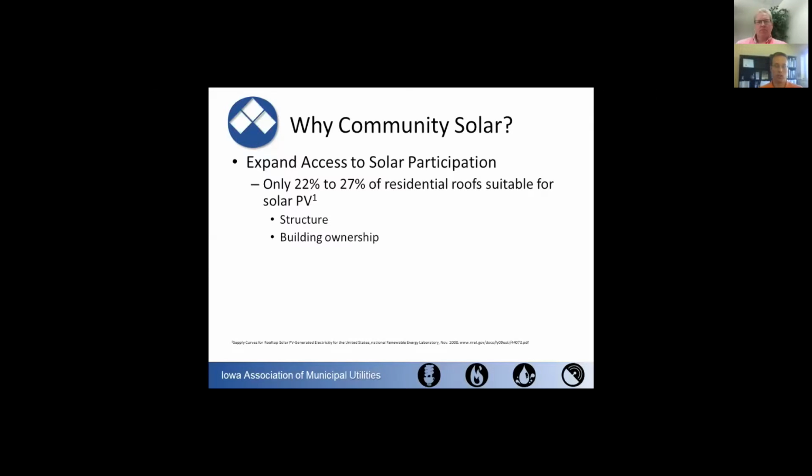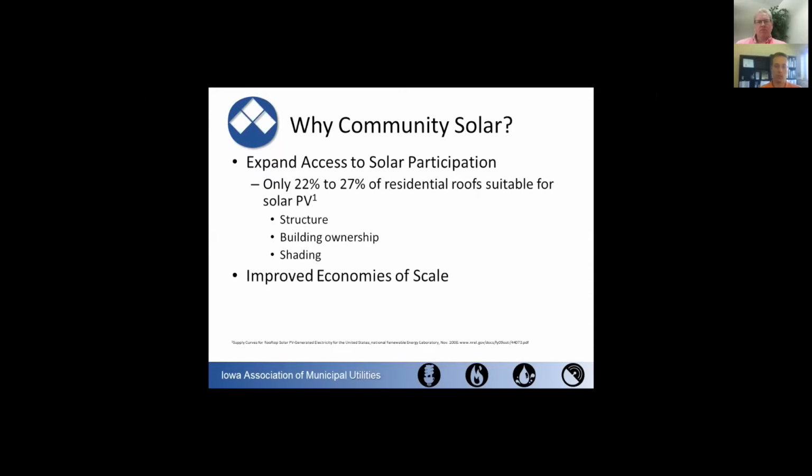So if you're renting, you're not going to be able to install solar on your apartment or rented home. Shading is a big concern. Certainly in Iowa, we have many communities that pride themselves on their trees, and there's a conflict between trees and solar PV and getting that solar resource. So not everyone can do solar on their home, and likewise, not every business can have solar at their business.